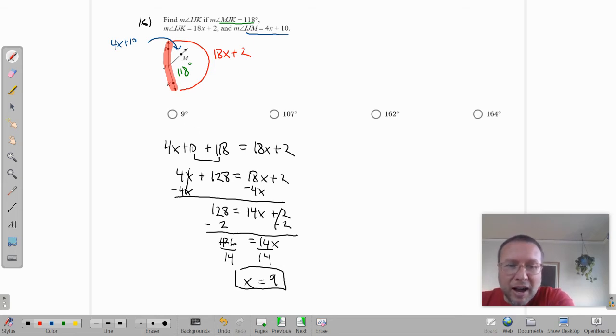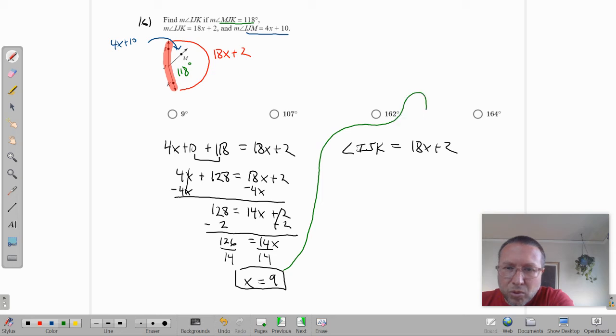All right. So, 9, well, they were kind of tricky here. You see 9 is one of the answer choices, but that's what x is equal to. Remember what we're looking for here? We're looking for IJK. So we're looking for that whole thing. And remember, IJK is 18x plus 2. So I'm going to do IJK, and it's 18x plus 2. And then I'm going to substitute 9 right there. It's just fun picking up a number and substituting.